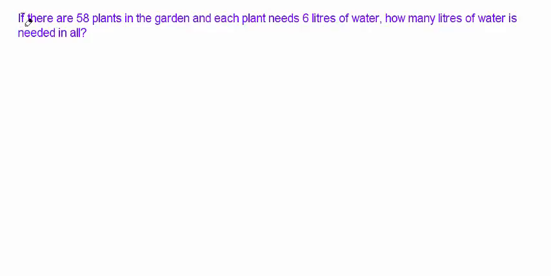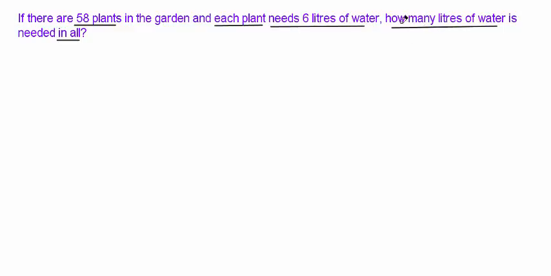And here comes the first one. If there are 58 plants in the garden and each plant needs 6 liters of water, how many liters of water is needed in all? So there are 58 plants in the garden and each one of them needs 6 liters of water.